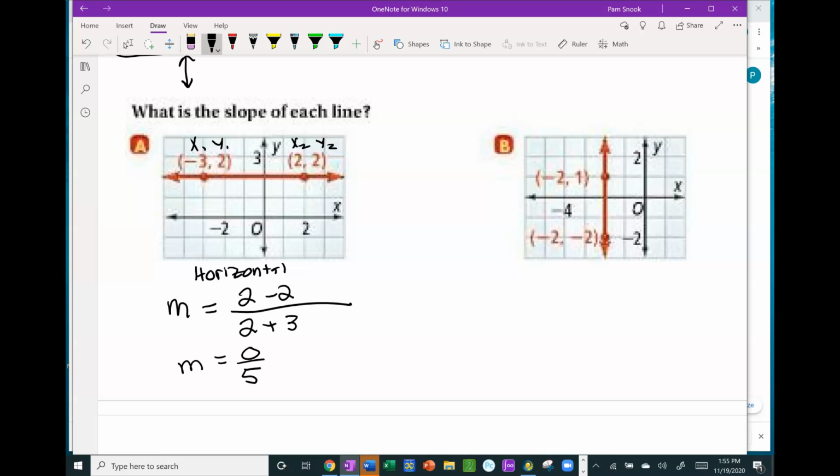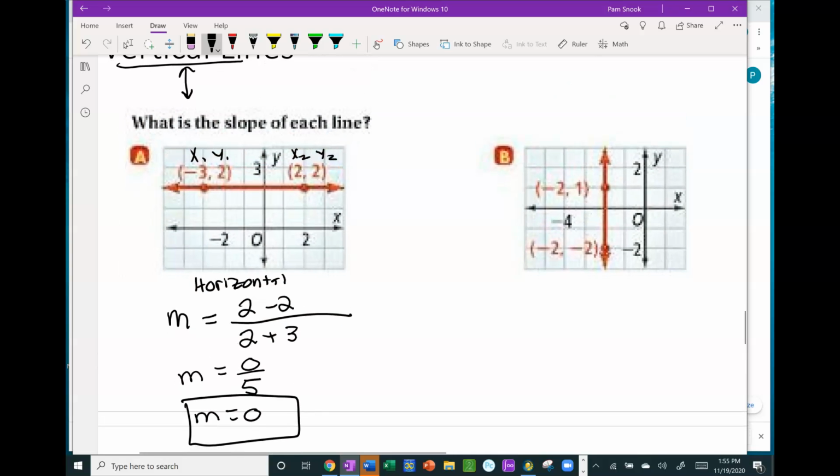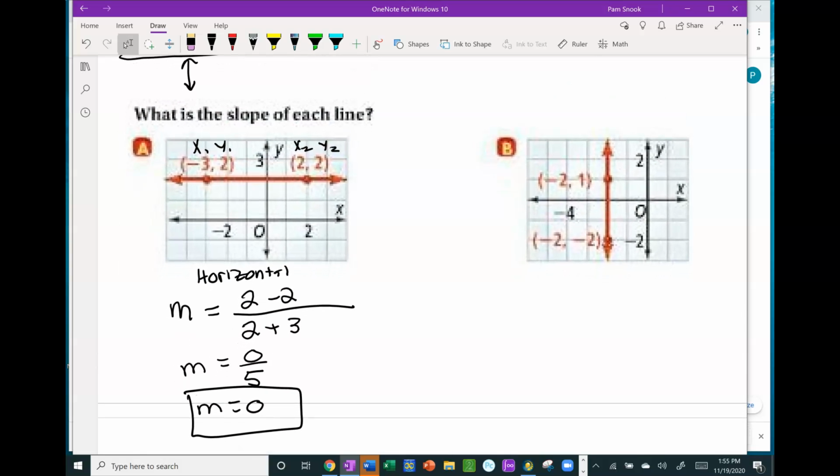I get a 0 over 5. Put that in your calculator. Do 0 divided by 5. And what you're going to find is that m equals 0. And that is true all the time, every time for a horizontal line. All horizontal lines have a slope of 0.